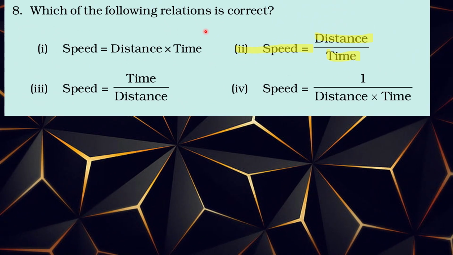Which of the following relations is correct? First option is speed equal to distance into time. Second option, speed equal to distance by time. Third option, speed equal to time by distance. Fourth one is speed equal to 1 divided by distance into time. The formula is second option, that is the correct answer.